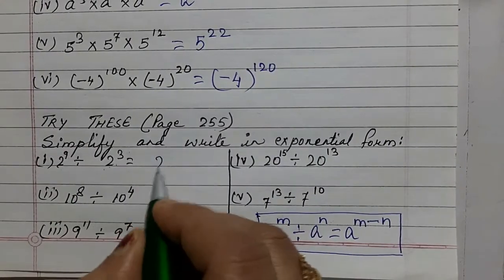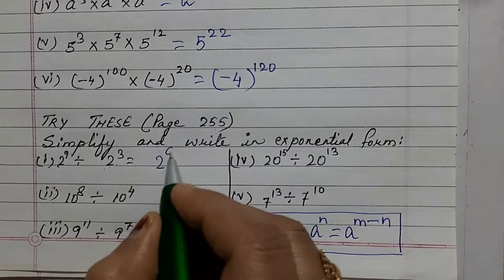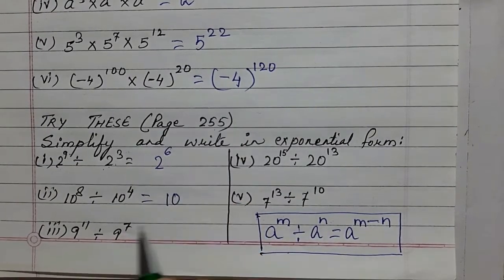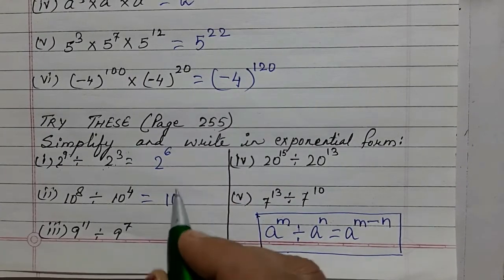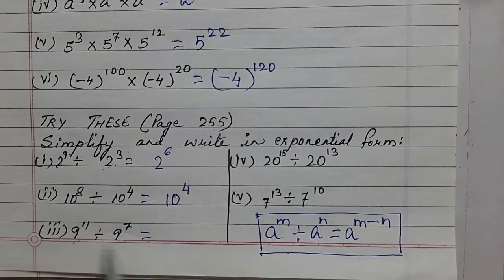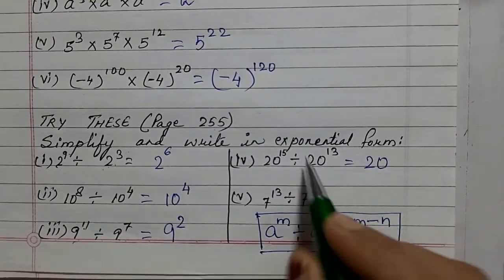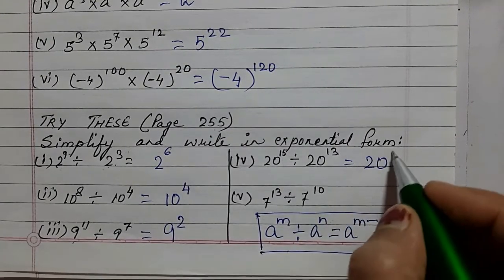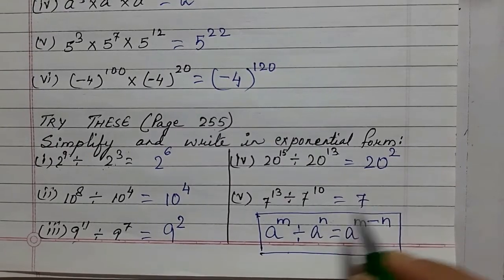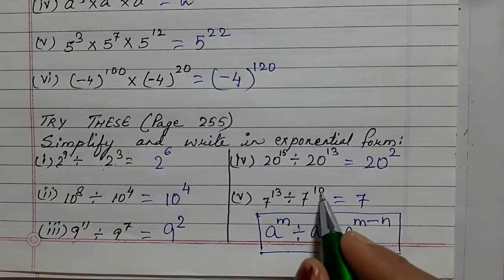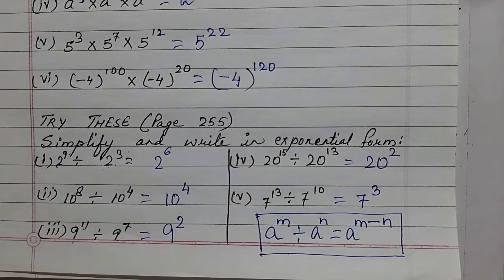So 2 to the power 9 minus 3 is 6, 10 raised to the power 8 minus 4 is 4, 9 raised to the power 11 minus 7 is 2, 20 raised to the power 15 minus 13 is 2, 7 raised to the power 13 minus 10 is 3.